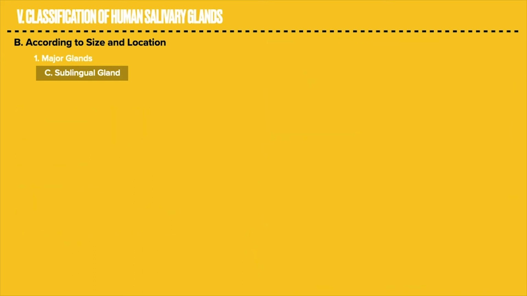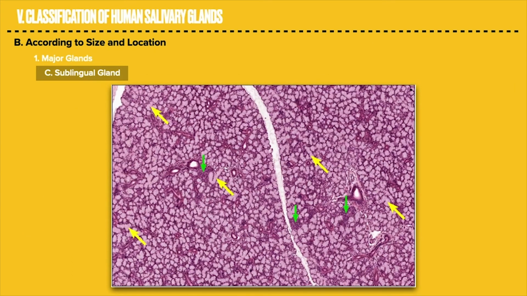The image shows a light micrograph of a sublingual gland. Mucous tubules, identified by the yellow arrows, are abundant compared to the serous cells pointed by the green arrows.